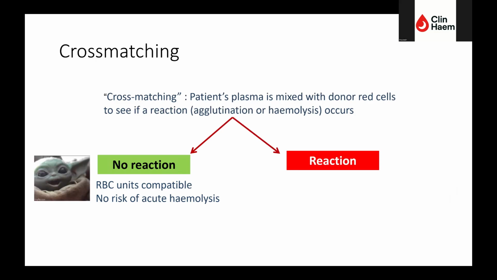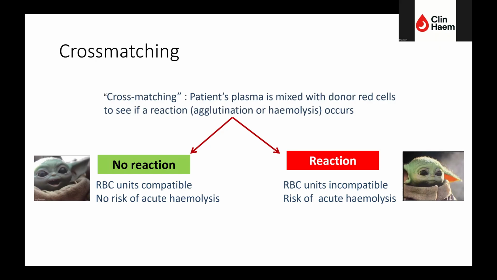But if there's a reaction, these RBC units are incompatible. There's a risk of acute hemolysis. Baby Yoda is unhappy because he has to do the group and save and screen and cross-matching again, and look at the blood cells to see why the cross-match has come back positive. But hopefully we have prevented an actual transfusion reaction, because we have prevented the patient from having the wrong blood type.